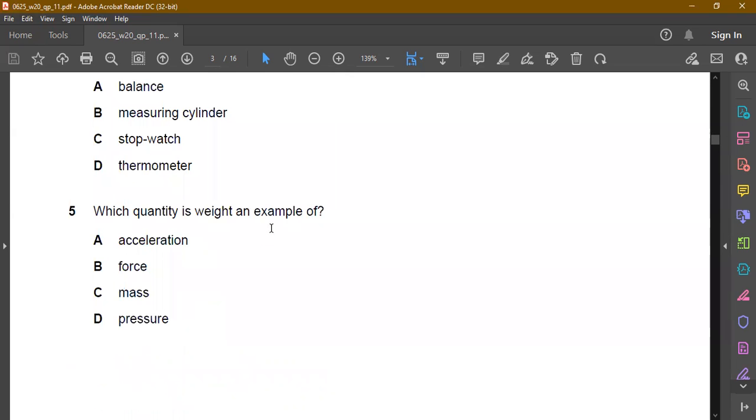Number 5. Which quantity is weight an example of? Acceleration, force, mass, or pressure. Weight is actually gravitational force. So the answer must be force, because weight is the gravitational force between an object and the earth. In this case, the object is on the earth. So the answer is B.